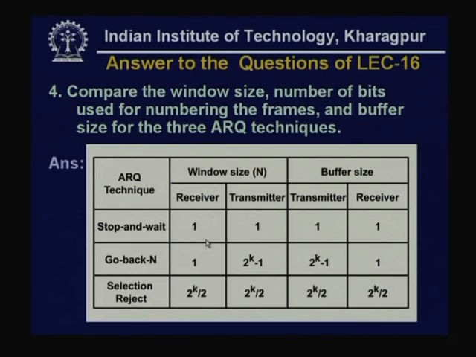Finally, the fourth question was, compare the window size, number of bits used for numbering the frames and buffer size for the 3 ARQ techniques. In stop and wait, window size is 1 and buffer size requirement is 1. In go back N, the receiver has window size only 1, the transmitter will have window size 2 to the power k minus 1, buffer size in the transmitter is 2 to the power k minus 1 and the receiver will have only 1. In selective reject, however, as we know, the receiver and transmitter both will have window size 2 to the power k by 2 and buffer size is also 2 to the power k by 2, both for transmitter and receiver.